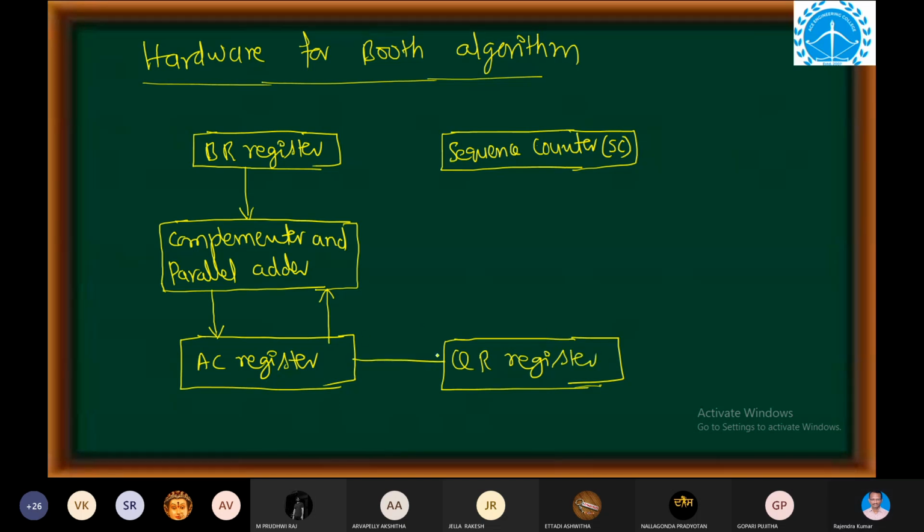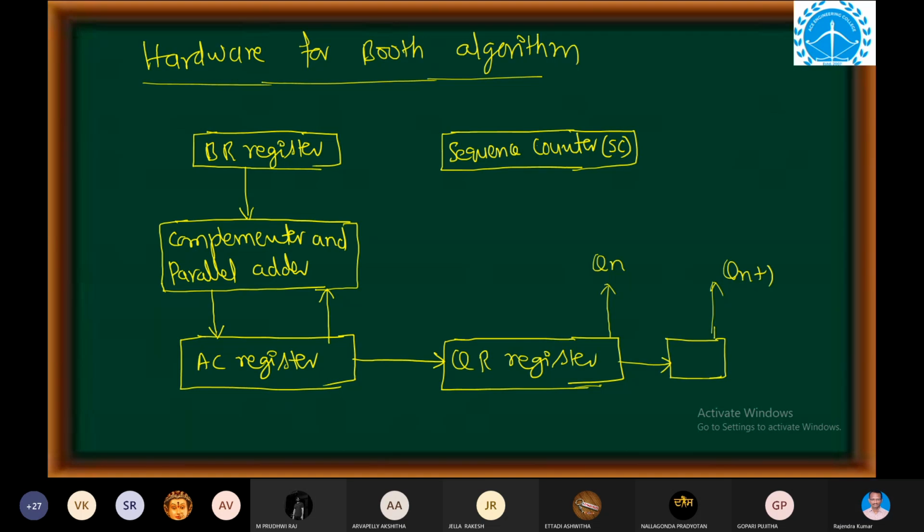Okay, QR register. The LSB we are taking as Qn. We are using another flip-flop, which we are taking as Qn plus 1. So this is a simple block diagram for both algorithms.